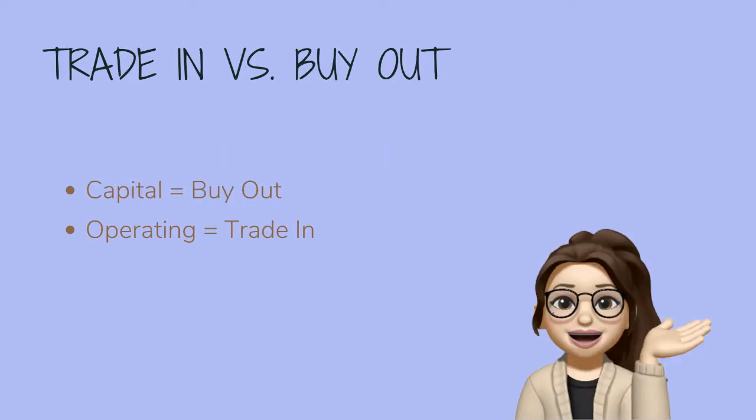So when it comes to a vehicle lease, if you plan to get into a newer vehicle when the lease is up, which is common for many business owners with a family or larger businesses that provide company vehicles to employees, this would be considered an operating lease. If you plan to buy out the car after the lease ends, then this would be considered a capital lease.